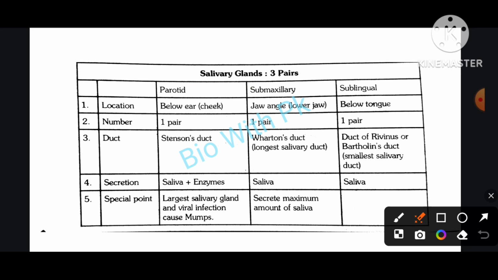Salivary glands, three pairs: parotid, submaxillary, sublingual. Location: parotid below the ear in the cheek, submaxillary at the jaw angle in the lower jaw, sublingual below the tongue. Number: one pair each. Duct: Stensen's duct, Wharton's duct, duct of Rivinus or Bartholin's duct. Secretion: saliva plus enzyme, saliva. Special point: the parotid is the largest salivary gland, and viral infection causes mumps. The submaxillary secretes the maximum amount of saliva. NEET.